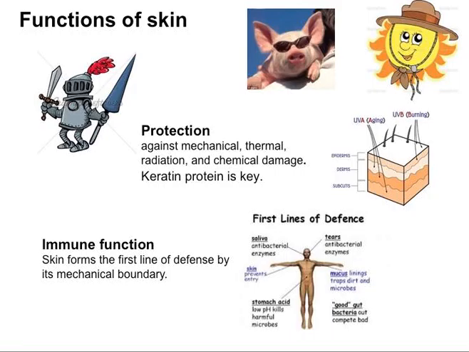Let's look at some functions that skin can have. Skin protects us against mechanical, thermal, and radiation as well as chemical damage. The keratin protein is the key ingredient for that function. The immune function, we talked about that. Skin is a boundary. So skin forms the first line of defense as a mechanical boundary.